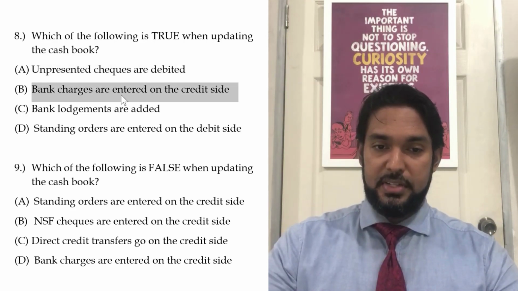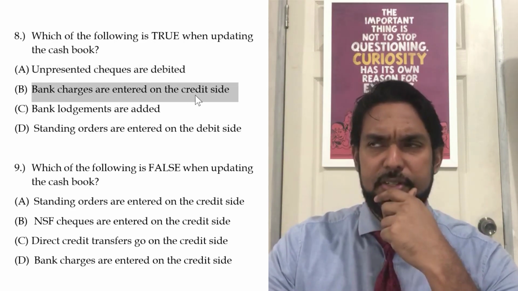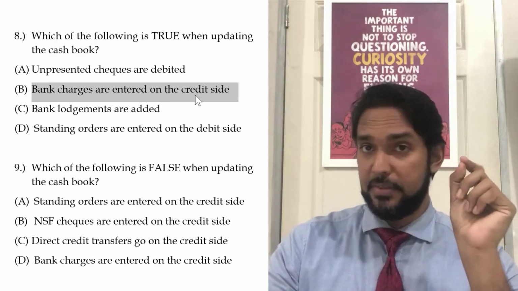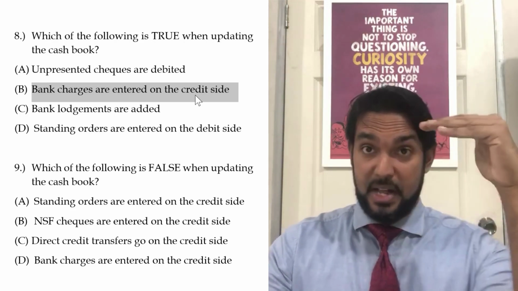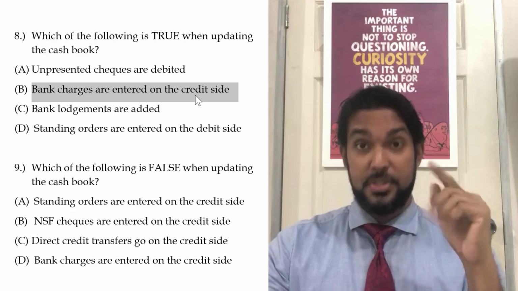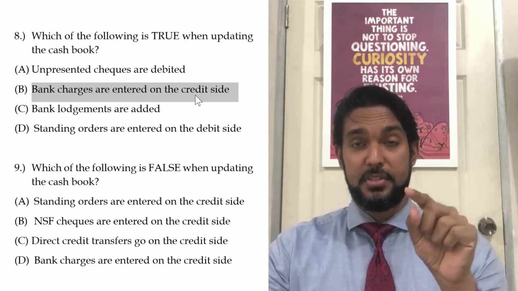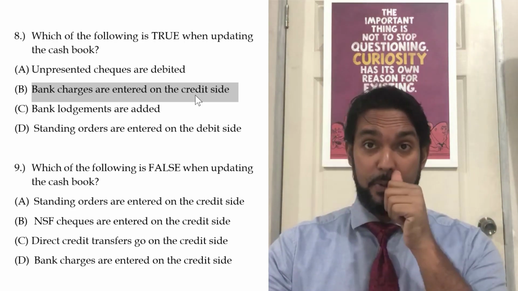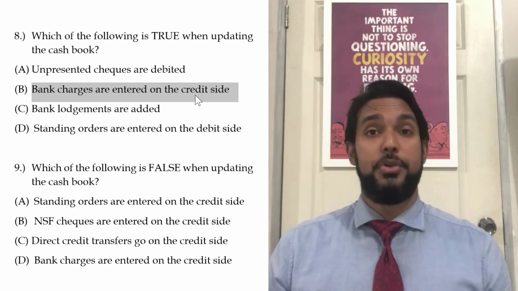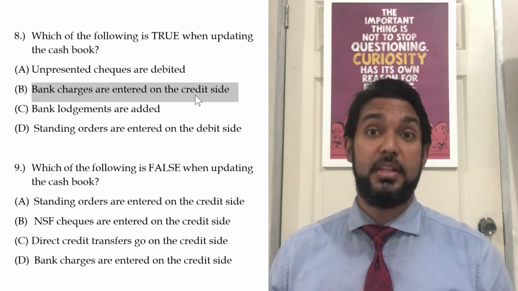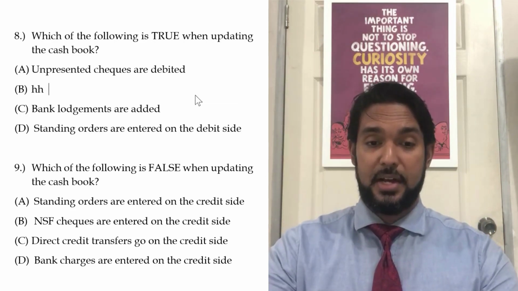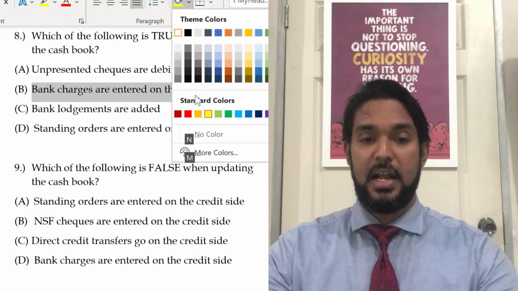Bank charges are entered on the credit side. So bank charges, that's when the bank deducts money from our bank account. That means the balance is going to come down, which is a decrease. And a decrease, if we had to enter a decrease in our cash book, well, bank is an asset. To record a decrease in an asset, you have to credit the asset account. So that actually is true.